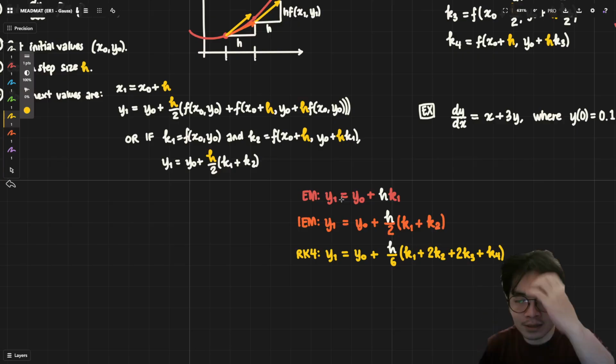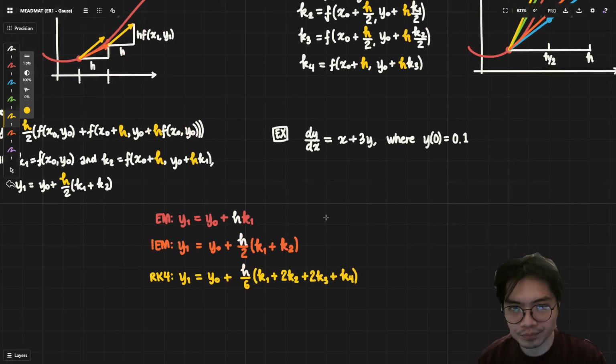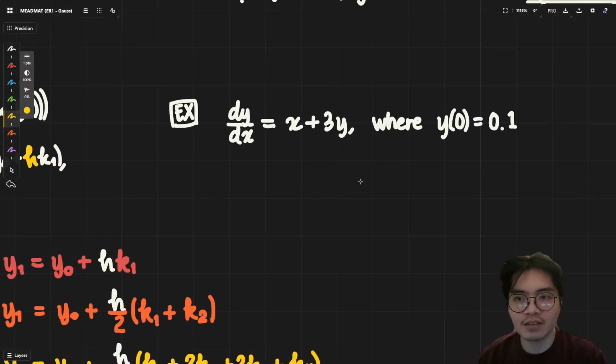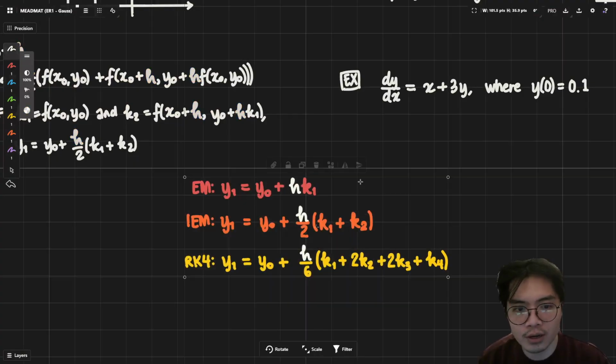And the thing is, with these algorithms, if you know how to do it, you should be set. If you're going to do this in Excel, you just drag it down and you're going to be fine. Okay, so we will have this example, dy over dx is equal to x plus 3y, where y of 0 is equal to 0.1.